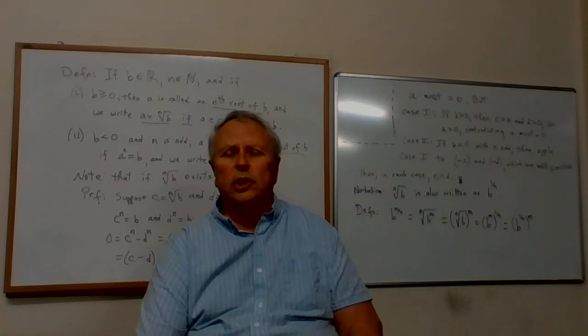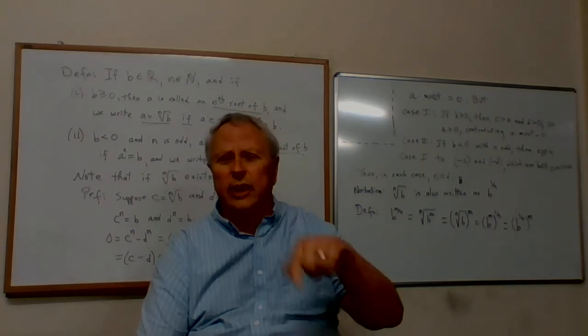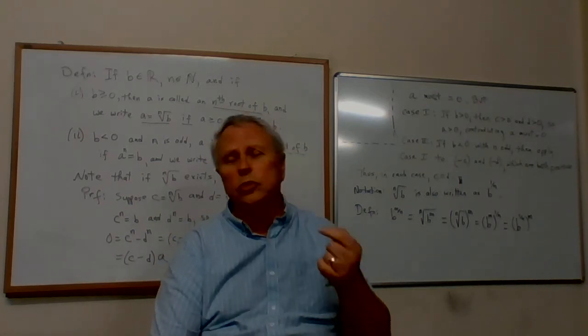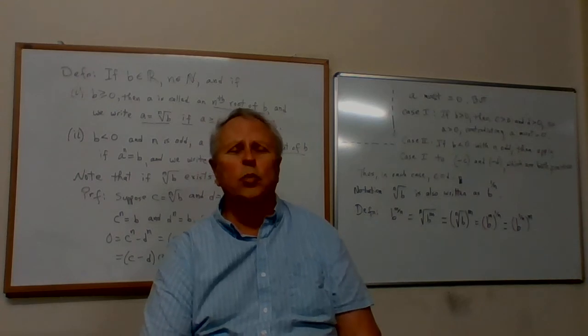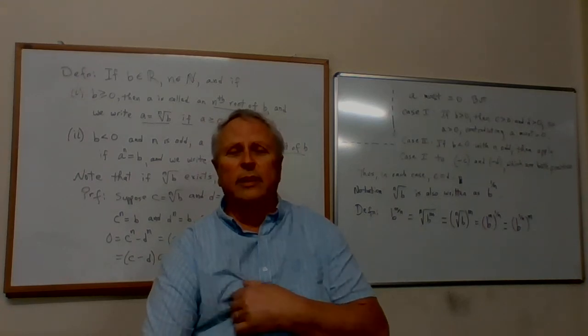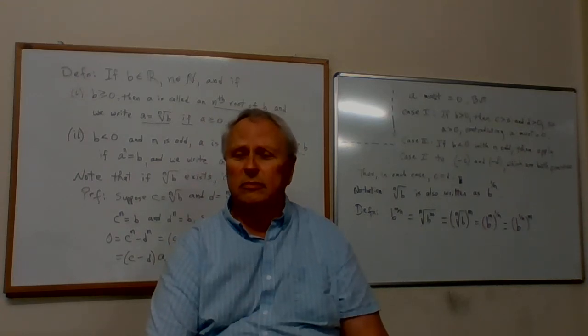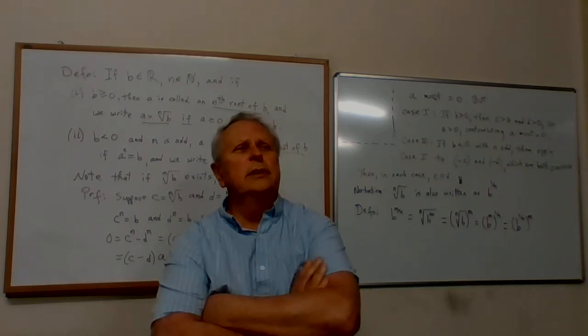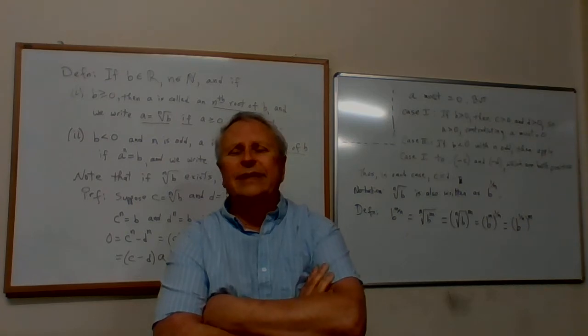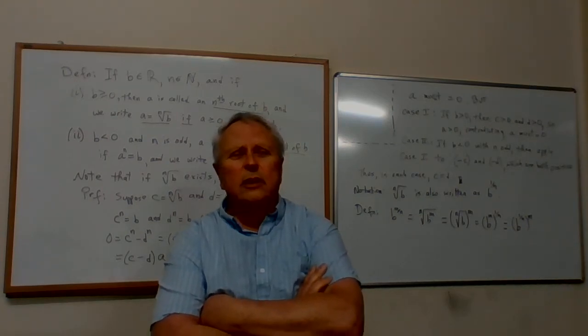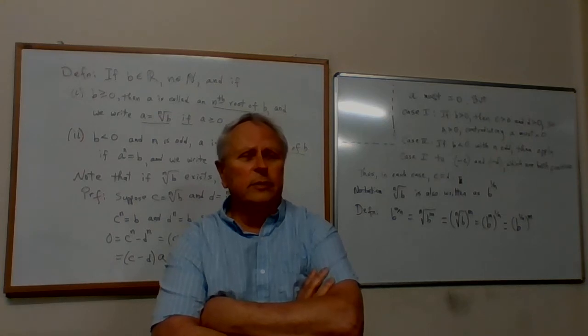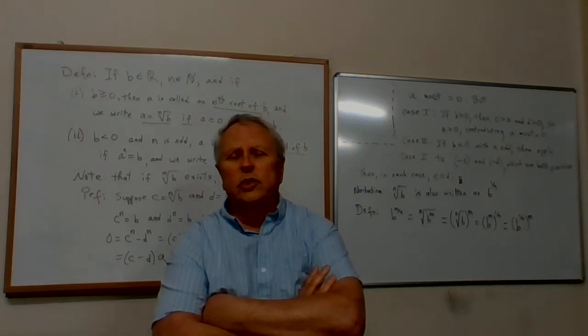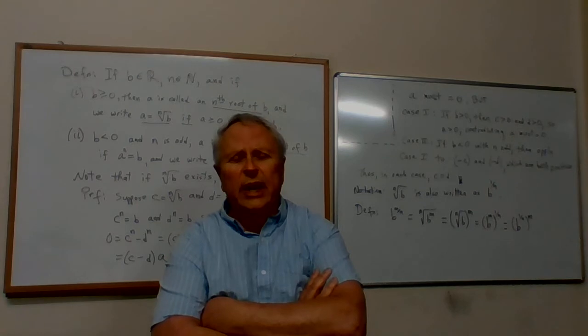Well, that's the cube root of 8 squared in the denominator. Cube root of 8 is 2, 2 squared is 4, so the answer is 1/4. Anybody yell that one out? I hope so. What is 27 to the negative 2/3 power? And the answer is 1 over 9.